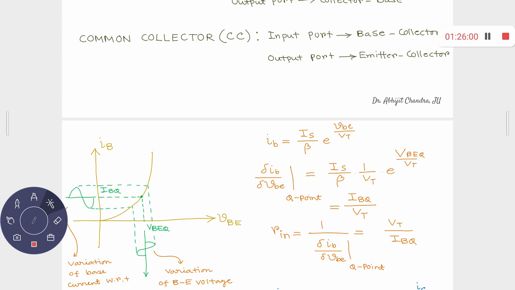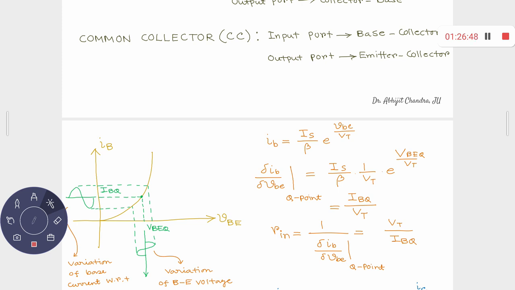And the inverse of that is nothing but input resistance. Because here the base emitter side is your input side and base current is your input current. So base emitter voltage is nothing but input voltage and base current is nothing but input current. So the variation of del IB with respect to del VB, that means variation of current with respect to the variation of the voltage, is nothing but the input conductance. And 1 upon that is the input resistance. So 1 upon del IB by del VB measured at the Q point is your input resistance, given by VT upon IBQ.